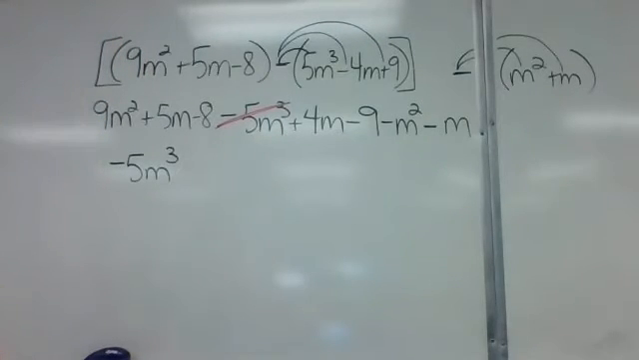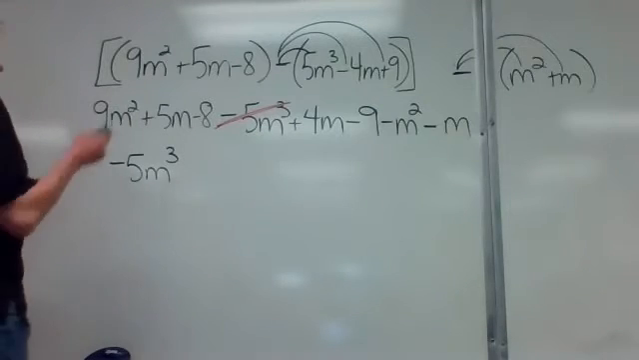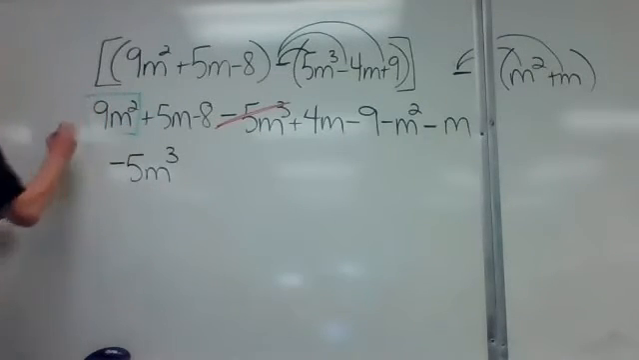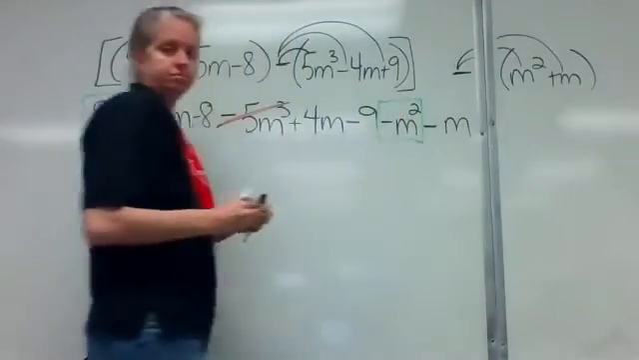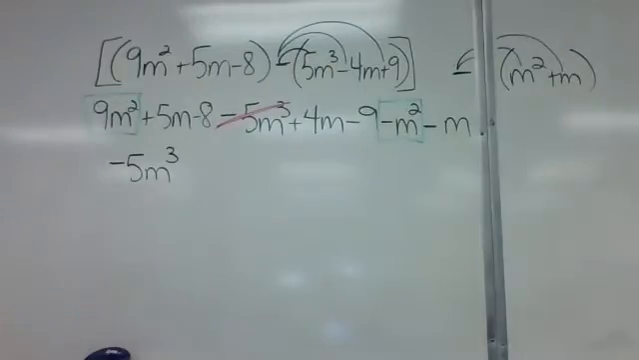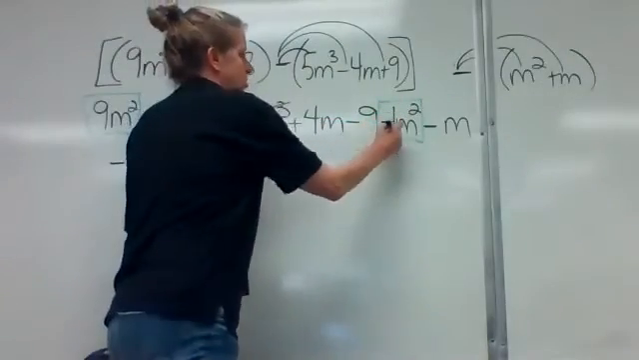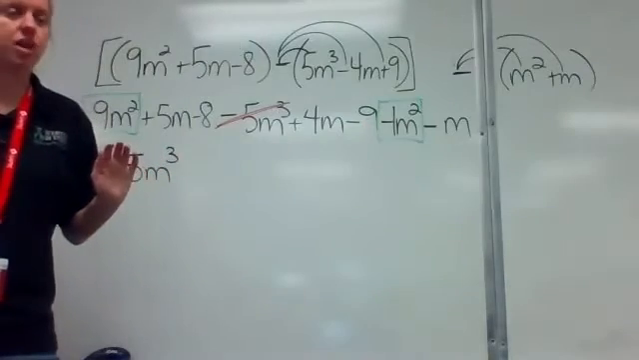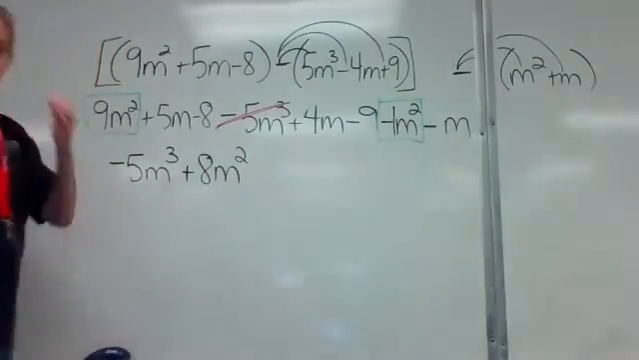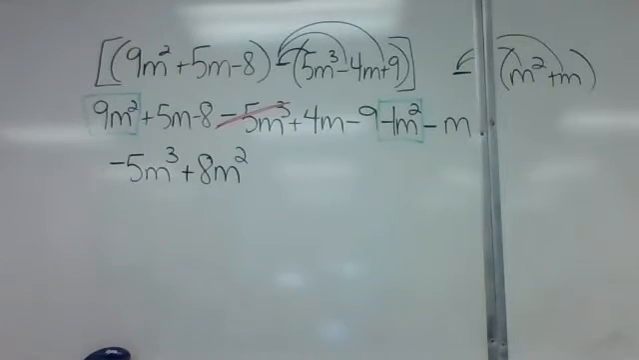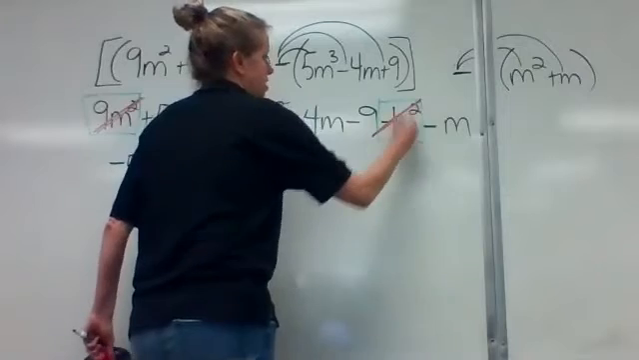After m to the thirds come m squared. So let's see, I've got an m squared here and an m squared here. So I'm going to put those together. So I've got 9 here minus 1 there. So 9 minus 1 gives me positive 8m squared. And once again, when I'm done with them, so I'm not confusing myself, I'm just going to mark them out. Done with the m squareds.